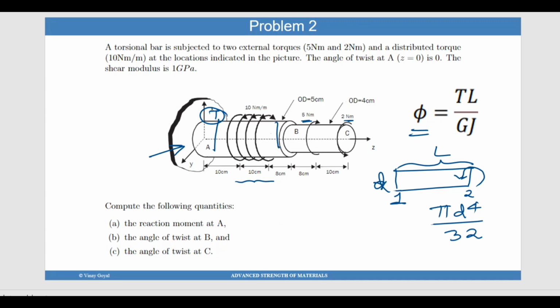And the shear modulus is the same, but the J value for this and this is going to be different. So it's going to be J1 and J2. Why is the J value different? Because the diameter is different. So the torques vary. Thankfully, G is not varying, but it could vary, depending on the structure of the rod. So how do you begin to tackle this problem?